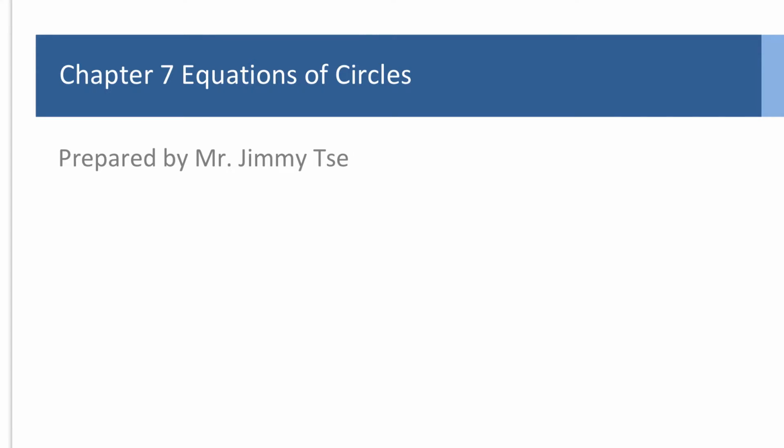Chapter 7, Equations of Circle, Part 1. In S4, we have already discussed the equation of straight line. Remember the definition or the meaning of the equation of straight line. If I want to find the equation of straight line L, that means I need to find an equation such that all the coordinates, all the points on the straight line satisfy that equation.